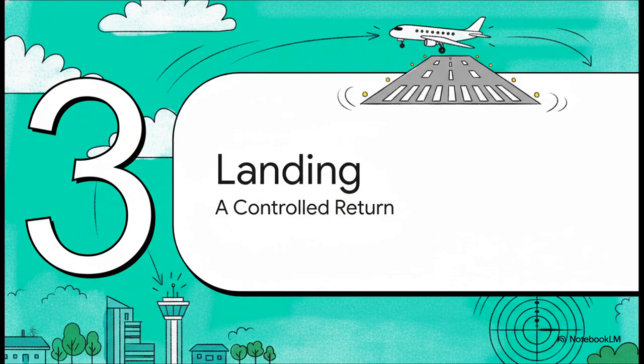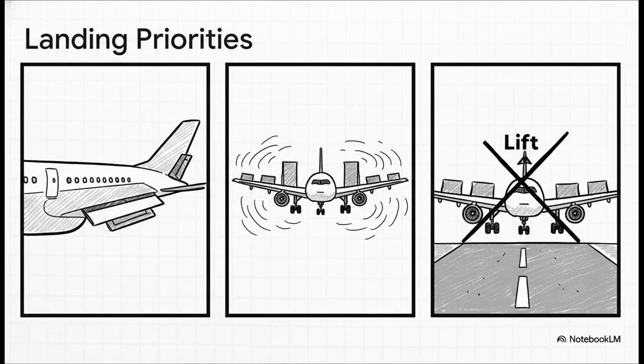All right, we've taken off, and we've steered our way around the sky. Now for what many pilots say is the trickiest part of any flight, getting back on the ground safely. This is all about a controlled return to Earth. See, landing has its own unique set of challenges. The pilot needs to fly as slowly as they possibly can, which means our old friends, the flaps and slats, are back, but this time they're fully extended.